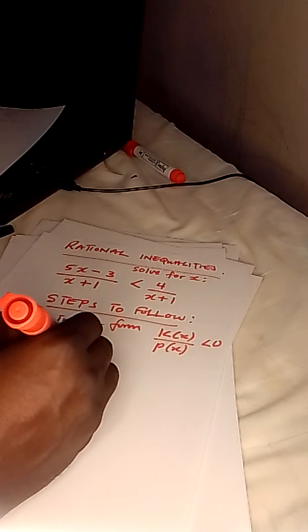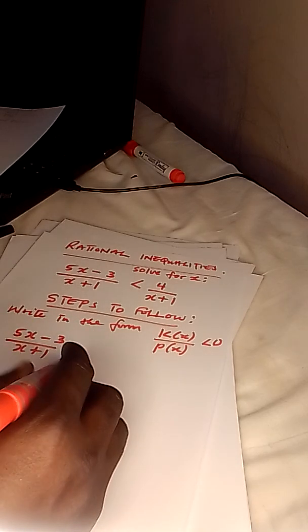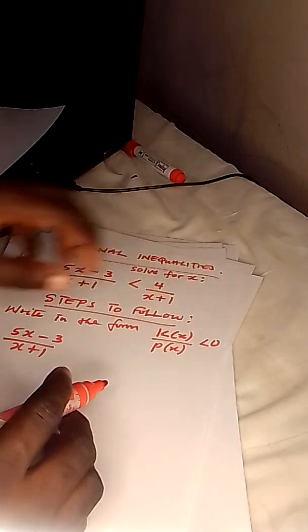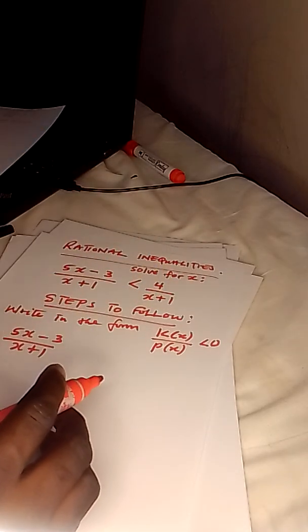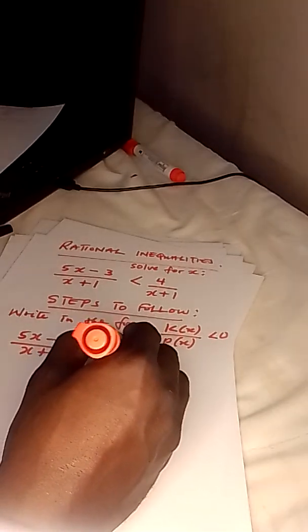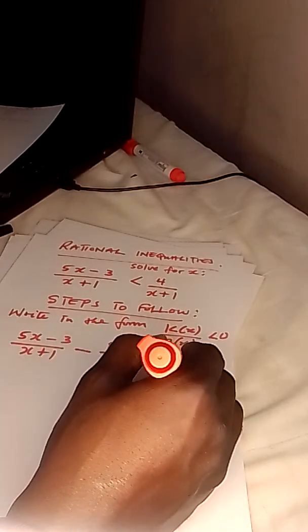So what I have here, based on step number 1, will be (5x minus 3) over (x plus 1). Okay. Now, since I'm moving what is on the right to the left, it is positive there. So when I move it to the left, I'm going to have minus 4 over (x plus 1). Then I put less than 0 on the right hand side, exactly what I'm referring to.